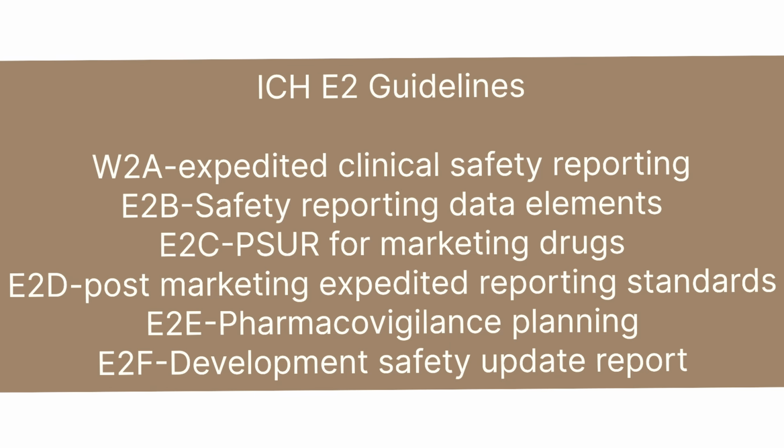So this is all about the ICH, but the guidelines used for pharmacovigilance are the E2 guidelines, ICH E2. What are these? This is very important to know. First of all, the ICH E2 guidelines. E2A is there, expedited clinical safety reporting.